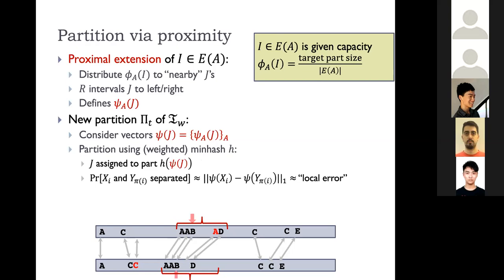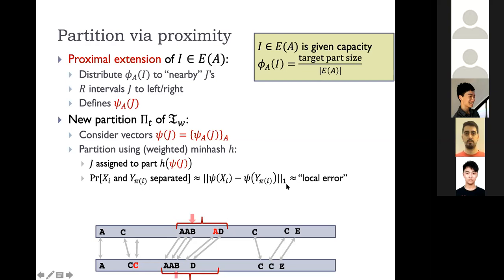Okay, in particular with a min hash, which views this as a weighted set, we pick one fixed random min hash function h for weighted sets, and a substring J is assigned the hash corresponding to this weighted set. Roughly speaking, one can prove that the probability that a substring xi and its match substring y pi I in the other string are separated will roughly correspond to the L1 distance between these psi vectors, right?